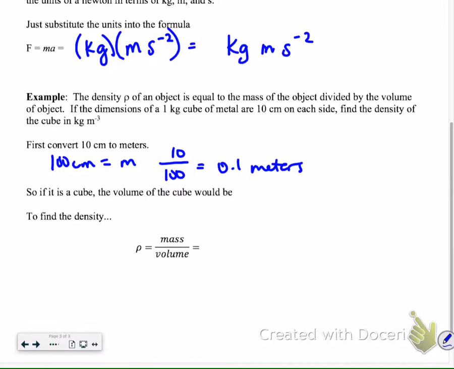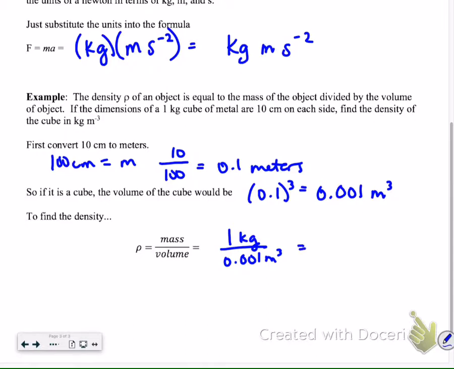Okay, so if this is a cube, then we want to find the volume. It's going to be the same on each side, so 0.1 to the third power, which is 0.001 meters cubed. Now, of course, we could have found the volume in centimeters and then converted it, but I think in this case this was easier. To find my density now, my mass is 1 kilogram, and my volume is 0.001 meters cubed.